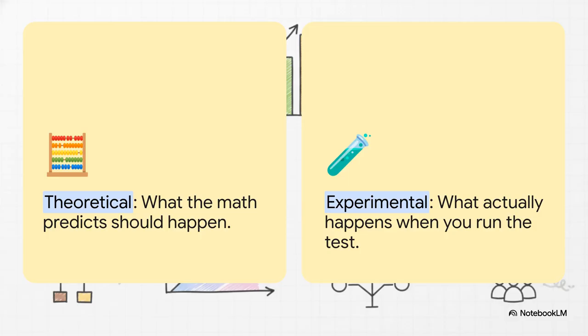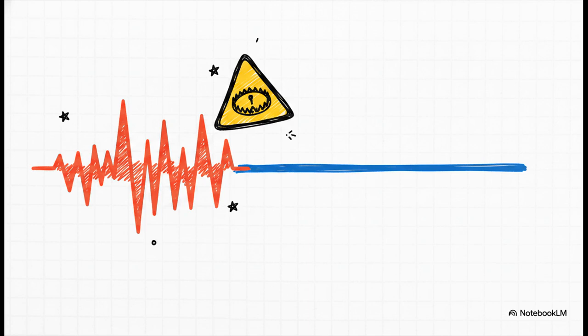On one side, we have theoretical probability. This is what the math predicts should happen in a perfect, flawless world. On the other side is experimental probability, and that's the messy reality of what actually happens when you run the test yourself. And this brings us to a huge misconception alert for this unit.